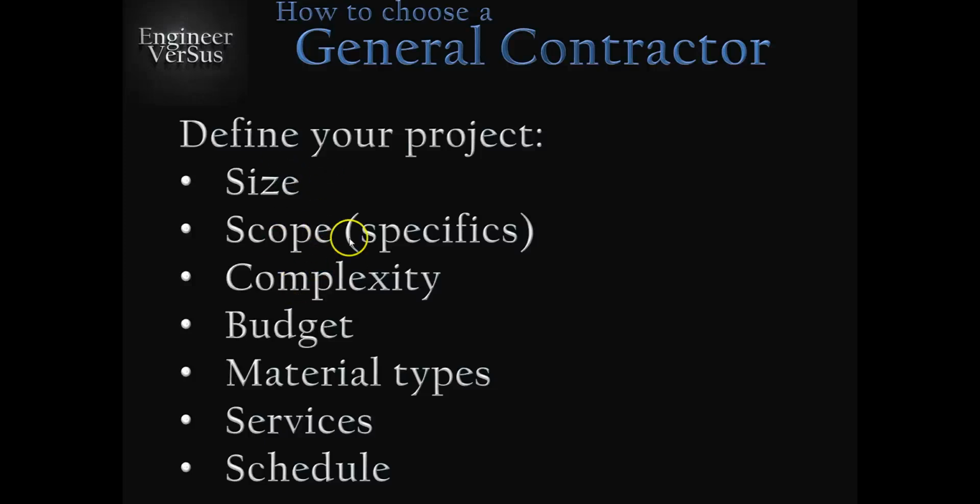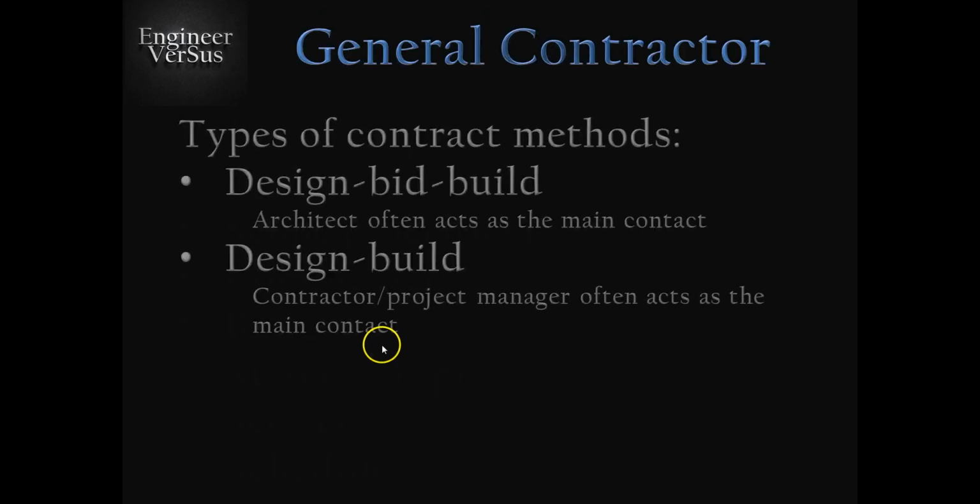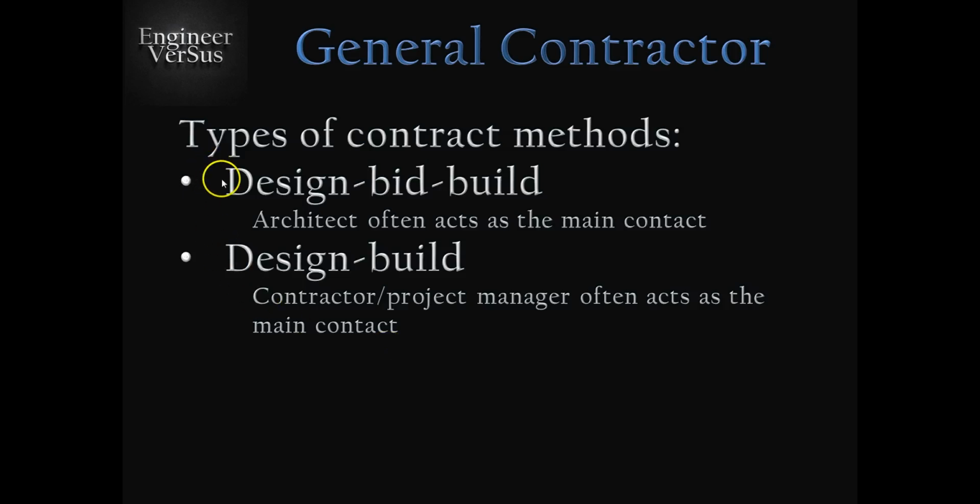All right, we defined our project and we talked about planning ahead. So now let's move along, and what we're going to talk about this time is the different types of contracts that you can have, different contract methods. Essentially, there are two that it fits into, and that's a design bid build and a design build.